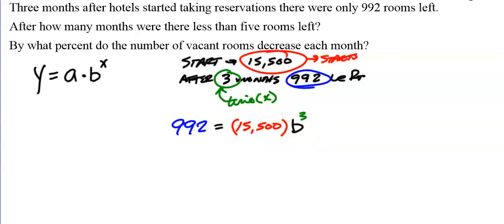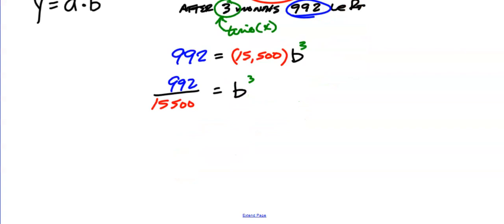And then, so we can start by dividing out this. So we end up with 992 divided by 15,500 is going to equal b to the power of 3. And 992 divided by 15,500 is 0.064, which is equal to b to the power of 3.